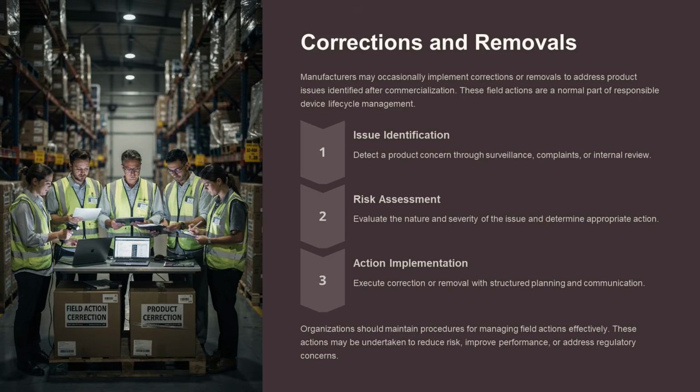Manufacturers may occasionally implement corrections or removals to address product issues identified after commercialization. These field actions are a normal part of responsible device lifecycle management. Detect a product concern through surveillance, complaints, or internal review. Evaluate the nature and severity of the issue and determine appropriate action. Execute correction or removal with structured planning and communication. Organizations should maintain procedures for managing field actions effectively.